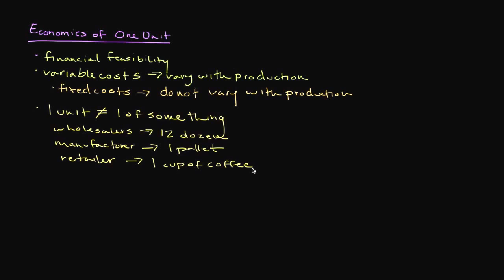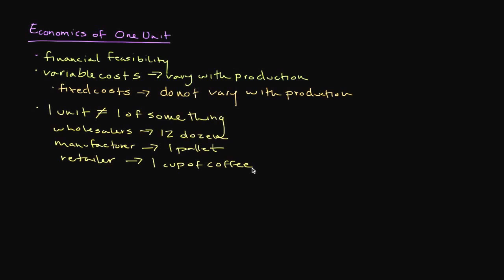Or if you're a sandwich shop, it could be 1 sandwich. Or if you're a hair salon, it could be 1 haircut. So for service firms and retailers, typically the denomination is actually 1 item, but for wholesalers and manufacturers, it doesn't necessarily have to be 1. The important thing is that you're just consistent.